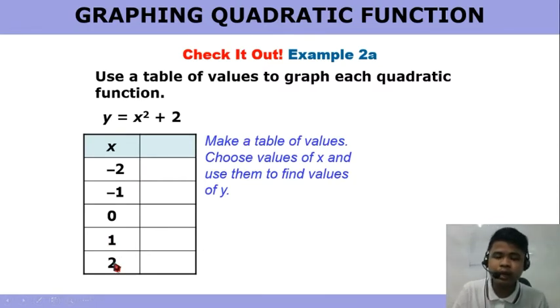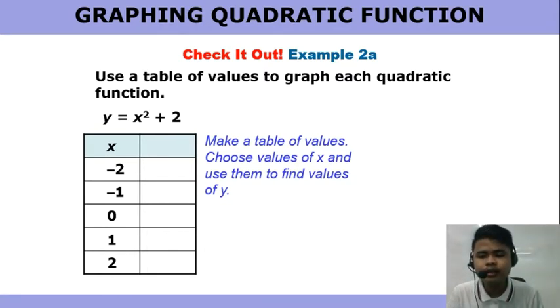Or pwede ding baliktad, positive 1 yung nasa taas at positive 2 yung nasa taas ng 1. Then, nasa ilalim naman yung negative numbers. So, here, applicable din ito sa ganitong klase ng quadratic function. But, sa quadratic function na kompleto lahat ng term, kompleto ang quadratic term, kompleto ang linear term, kompleto ang constant term, this will not be applicable. Understood?